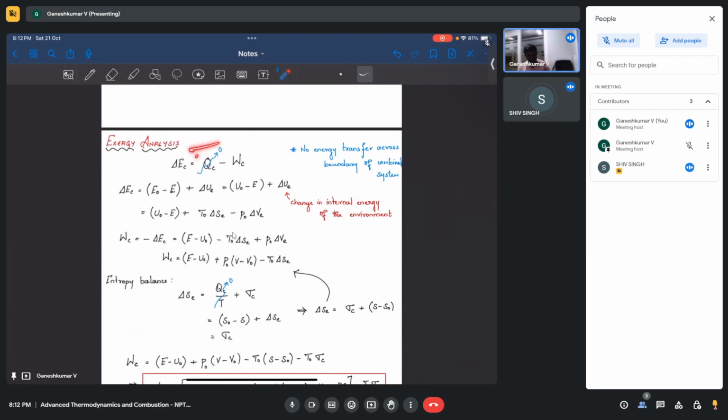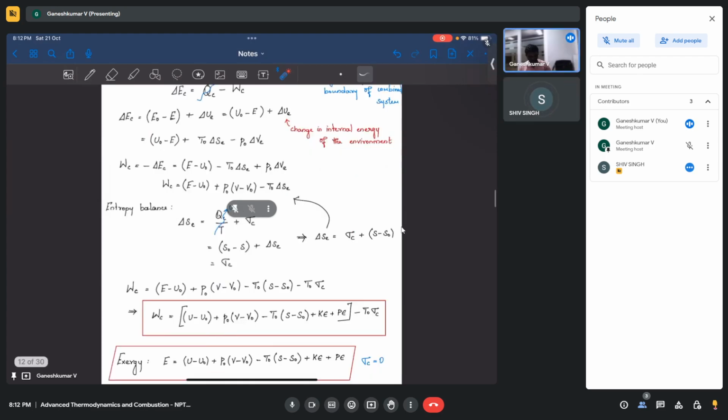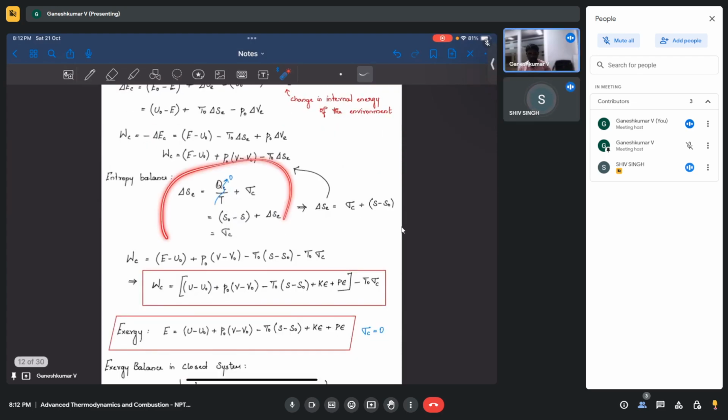And then exergy analysis. So basically entropy analysis we had, and in exergy analysis we will have exergy balance.